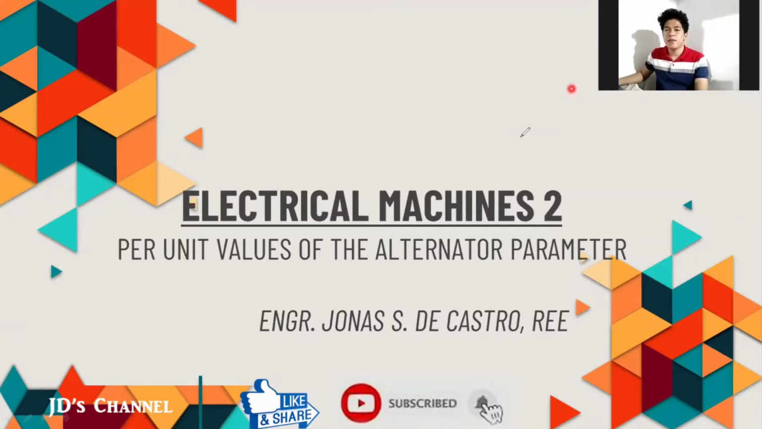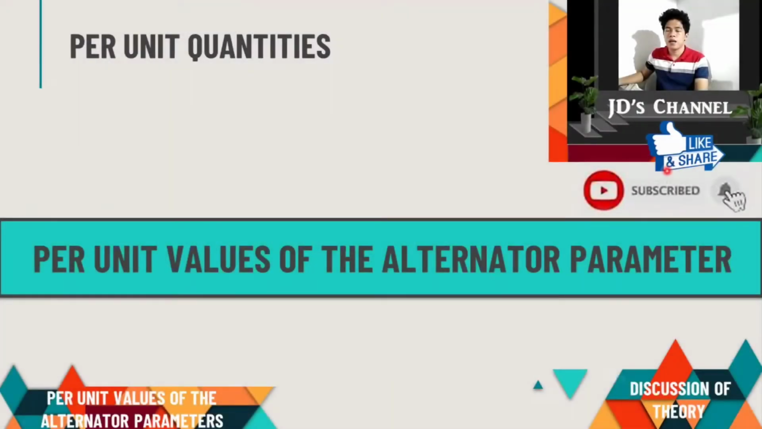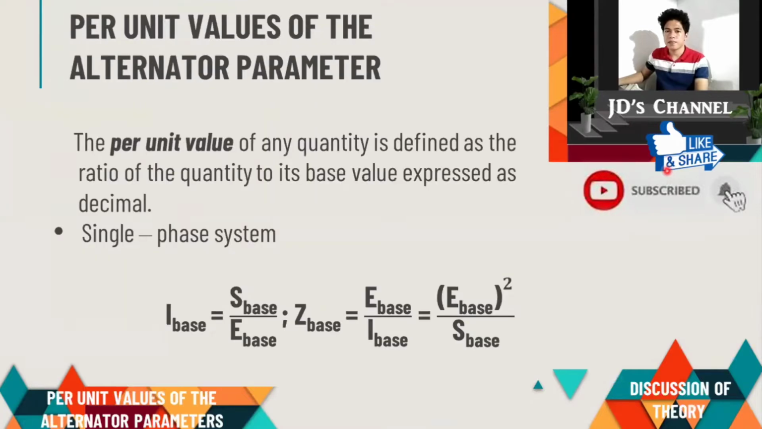Good day everyone, welcome again to JD's channel, and for today's topic, we are going to discuss per unit values of the alternator parameter. So let's get started. Per unit values of alternator parameter. Per unit value of any quantity is defined as the ratio of the quantity to its base value, expressed as a decimal.